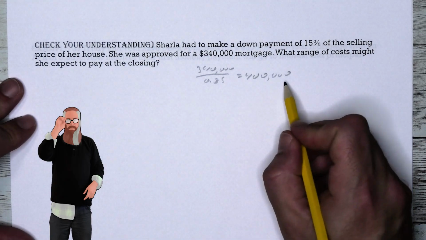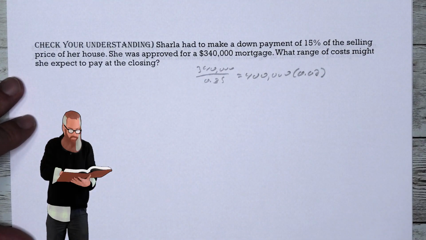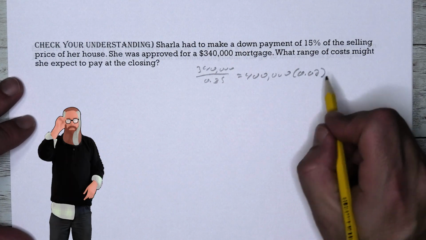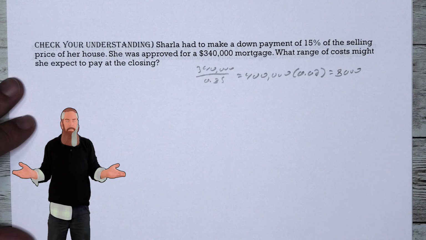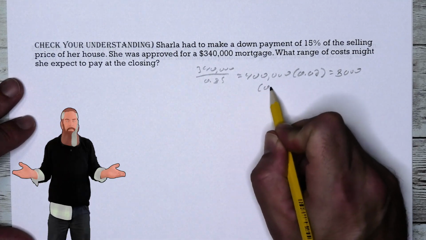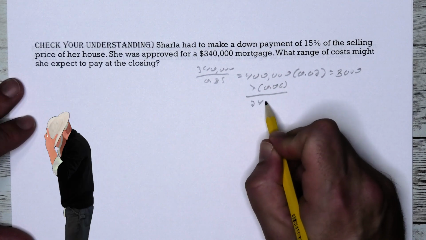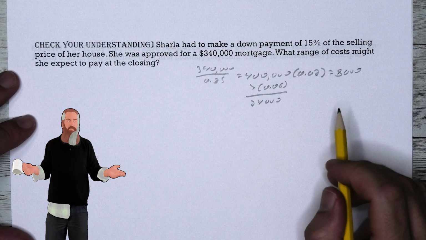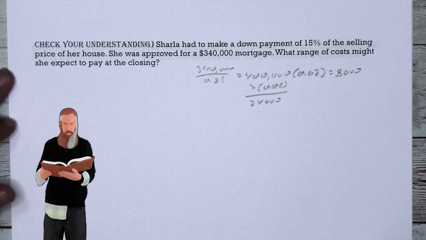So if we have $400,000 and we want to find out what 2% of it is, we multiply by 0.02. That's going to give us $8,000. But if we want to find out what the 6% is, we're going to take that $400,000 and multiply it by 0.06. This is going to give us $24,000. So she should expect to write a check somewhere between $8,000 and $24,000.